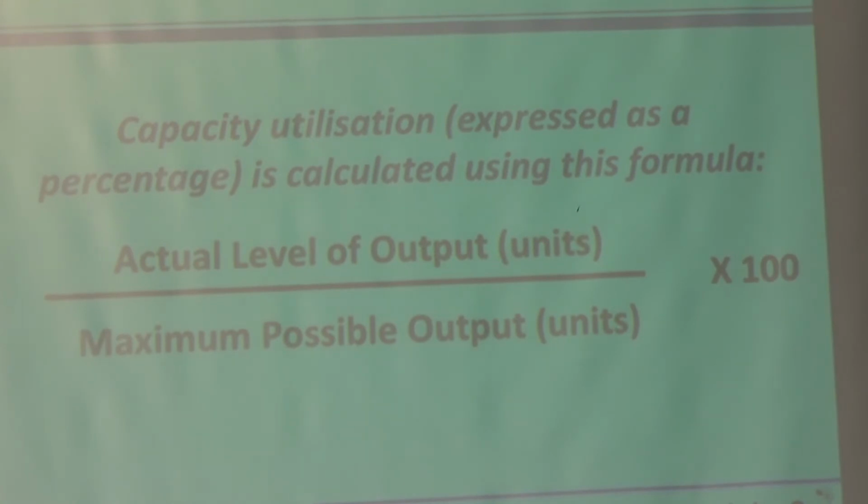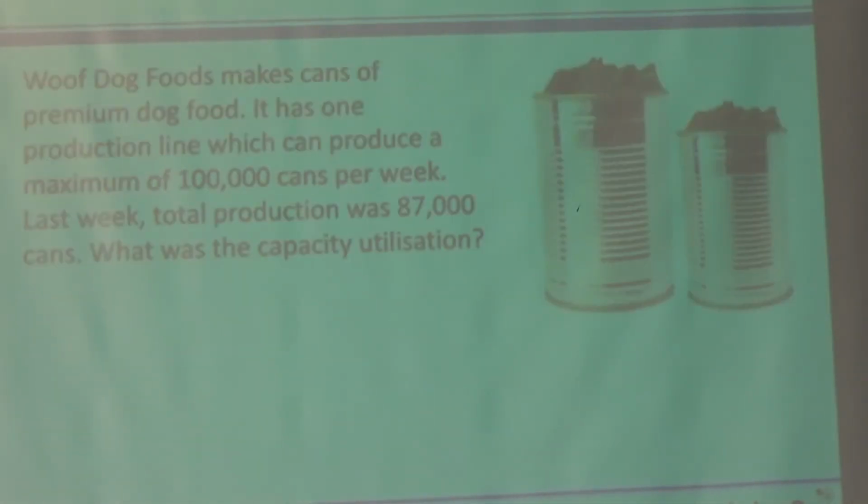That gives us a number. We multiply that by 100 to give us a percentage, a proportion of potential capacity that is actually used. So let's have a quick look at two or three examples of this calculation in action, so you can see the different ways in which capacity utilisation can be asked. We've got a small case study here.